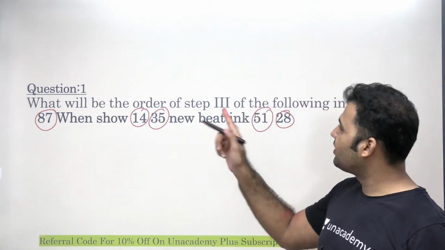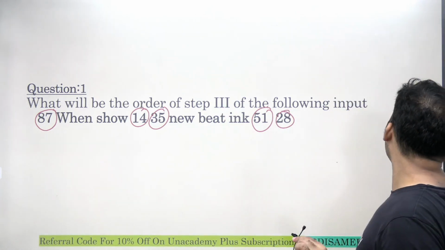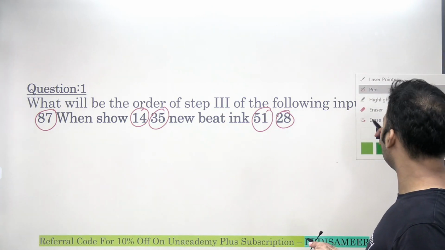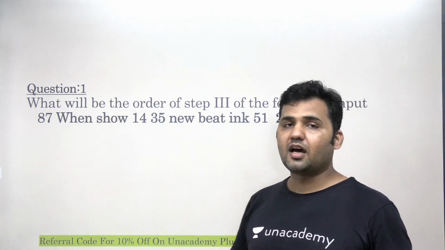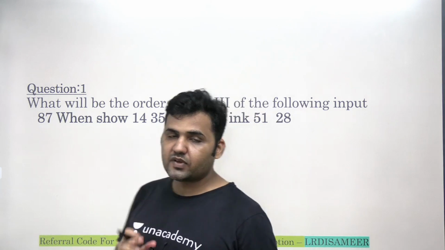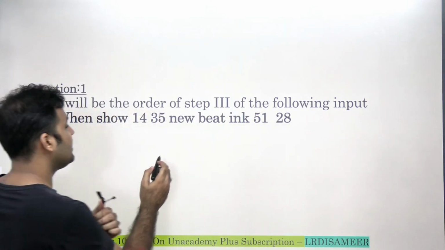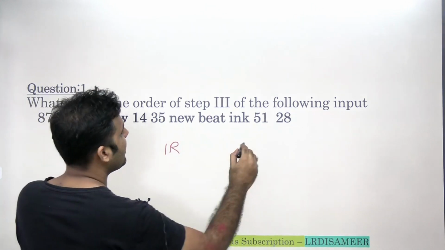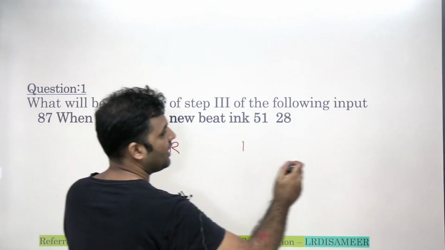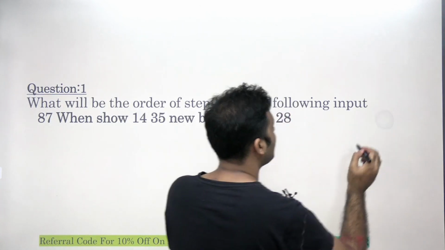Okay. But the question is not asking you to tell me the number of steps. The question is asking you to find out the order of the step 3. Now you tell me guys, what will happen when 3 steps will be done, right? When 3 steps will be completed, you see that three elements will be arranged, right?